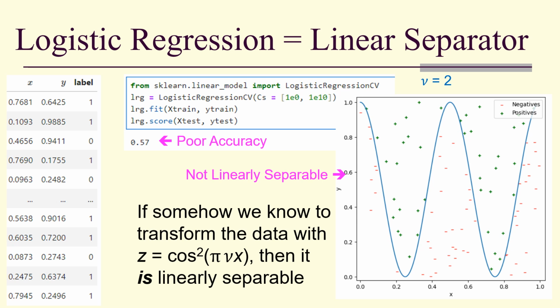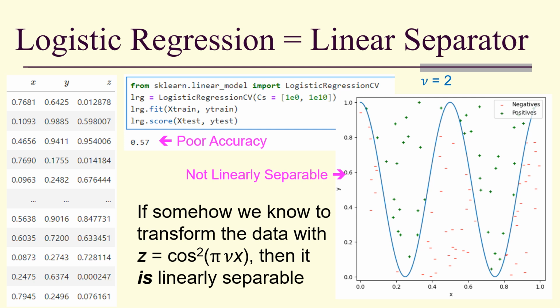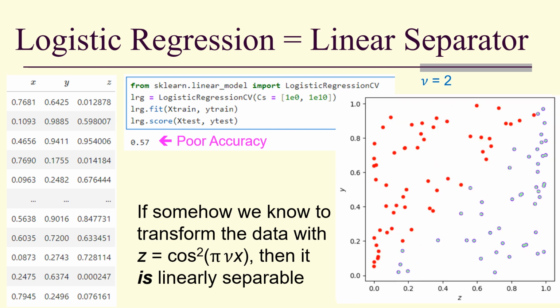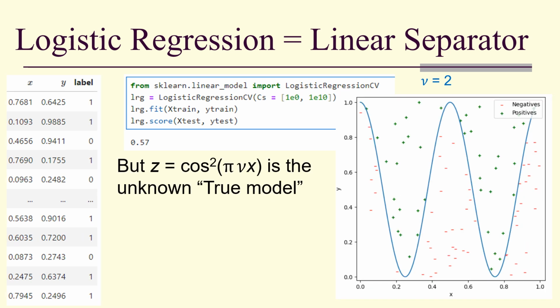But if we somehow knew to transform the data with the transformation cosine squared pi nu x, then we would get linearly separable data. So if we knew to do this transformation, we would get this data, and that is linearly separable. Now this is unfortunately the true model. We know it because we created this tunable binary data as a way of testing our classifiers.